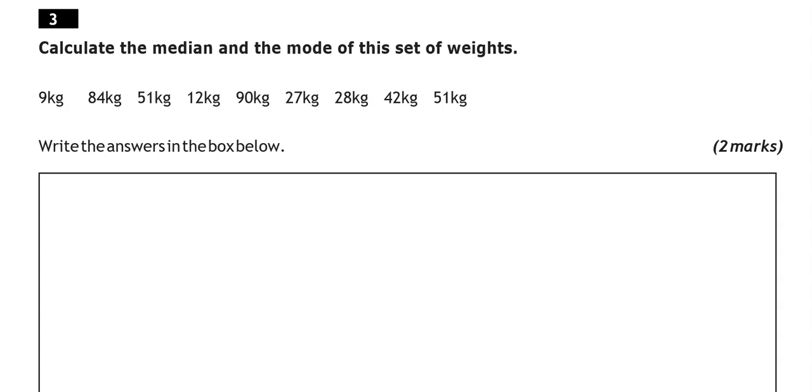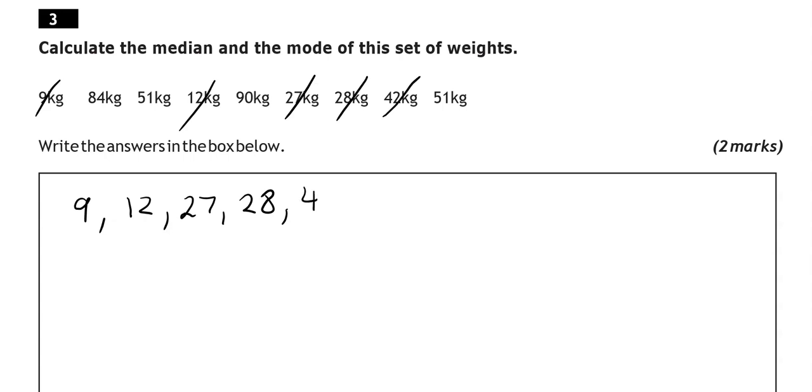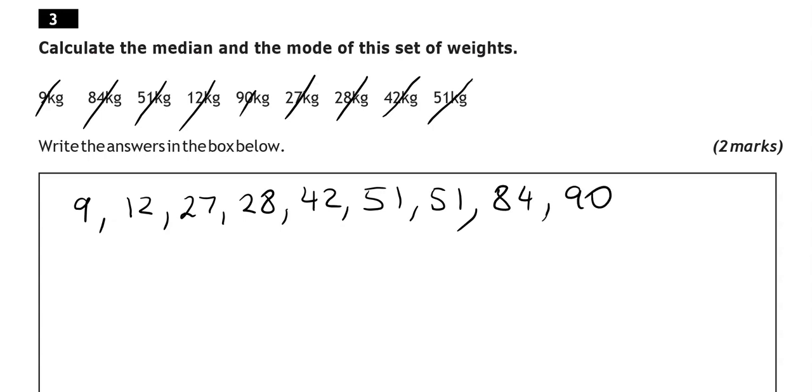I'm going to start with the smallest, which is 9 kilograms. And then we've got 12, 27, 28, 42, 51, another 51, 84, and 90. Crossing them out both sides to see what number or two numbers are in the middle.